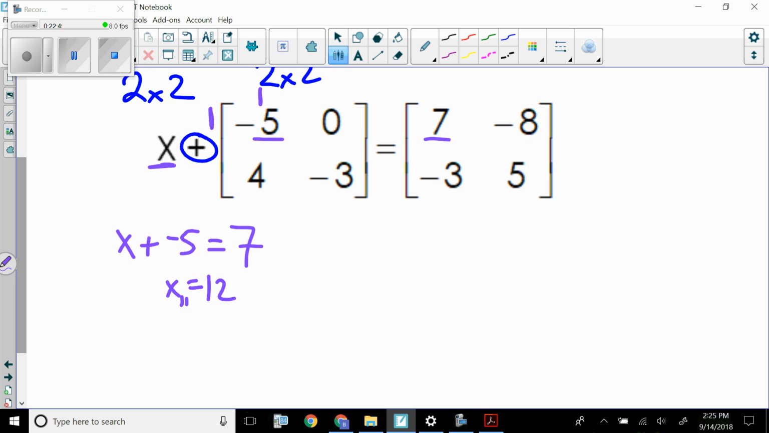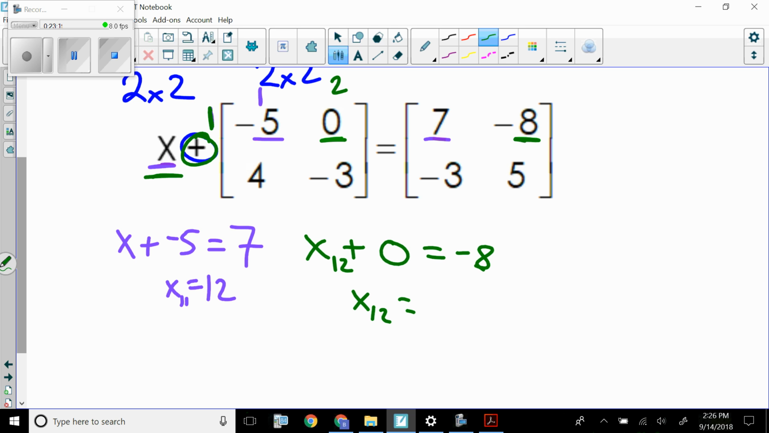And I can continue. I have x plus, okay, next one, that's 0, equals negative 8. What element is this? Well, it's the first row again, so first row, x sub 1, and then the second column, so this is x sub 1,2. Well, x plus 0, that's pretty easy. That's x sub 1,2 equals negative 8. And then I'll just continue to work across.